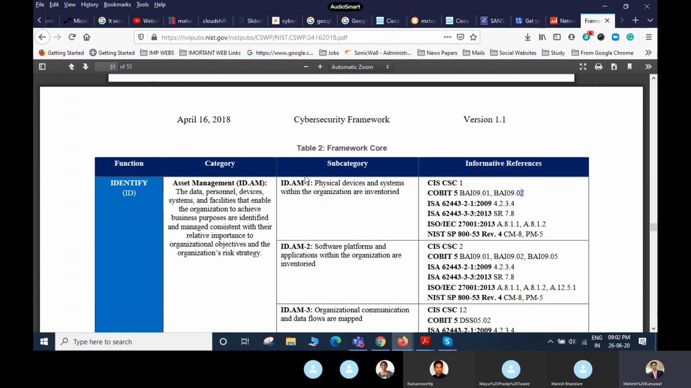In asset management, what is the subcategory? Physical devices and systems within the organization are inventoried. So how your physical devices, your asset management, how your physical devices and systems in the organization are integrated. So what type of information is required as a security professional, as an auditor? So CISA, Certified Information Systems Auditor, or they are going to follow all those terms.